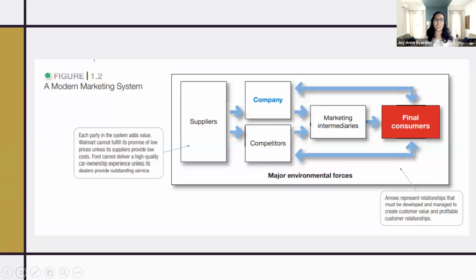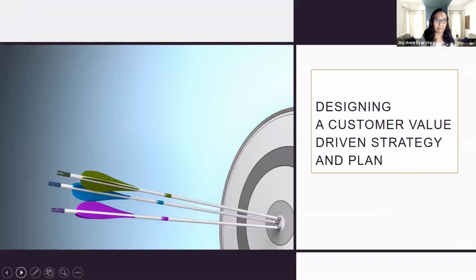Okay, so take a look at this modern marketing system, right? What I want you to do during our synchronous session is to have a volunteer discuss this. If I am satisfied with your discussion, you can earn 5 points. Those who try but are not able to fully explain this diagram may still earn points, probably 3 or 4. So let's see who can discuss this modern marketing system best during our synchronous session.